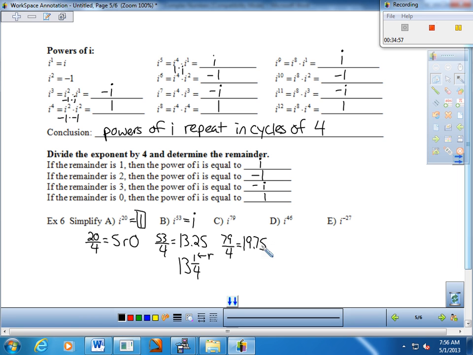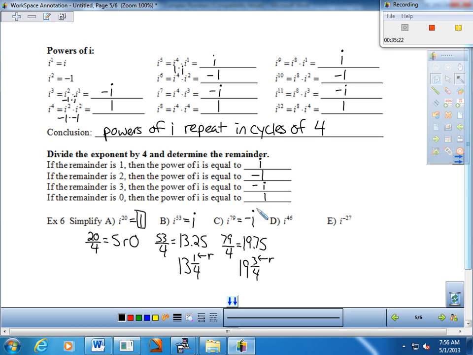19.75 if you brought your calculator up there. All right, which means 19 times and 3 out of the 4 remaining left over. So there's your remainder right there. There's your 3. So we are 3 into our new cycle. And if we are 3 down in our new cycle, again, 1, 2, 3. Now hopefully you're really able to picture this piece, negative i. Awesome.